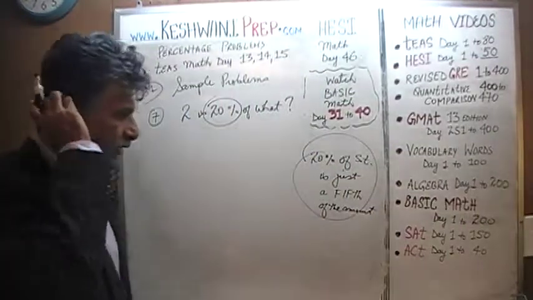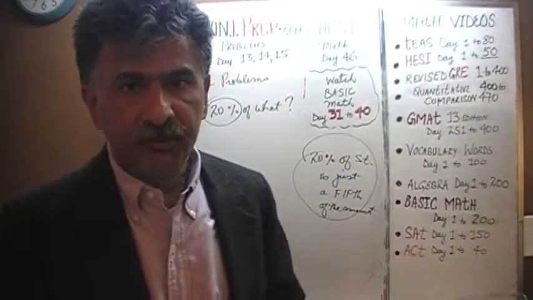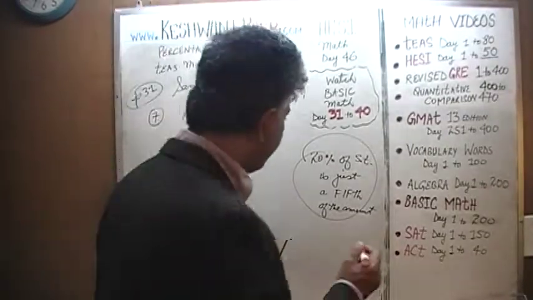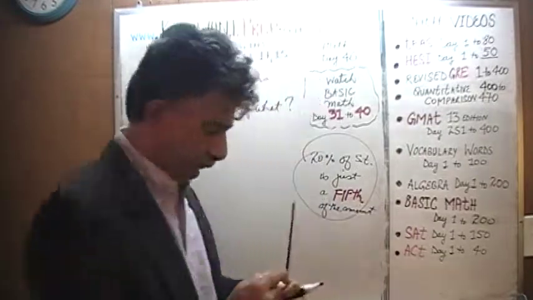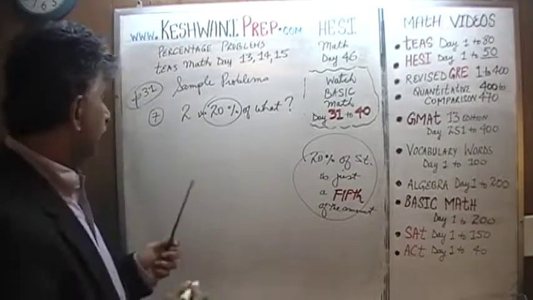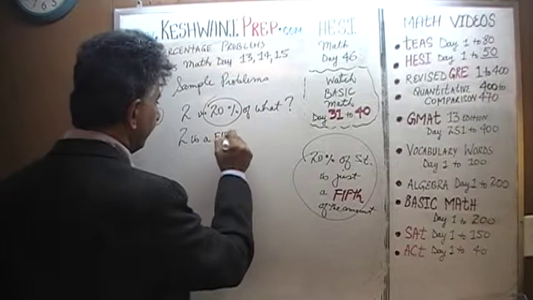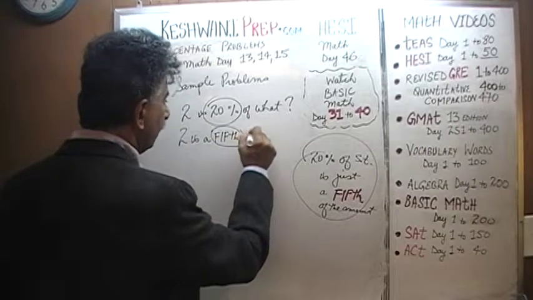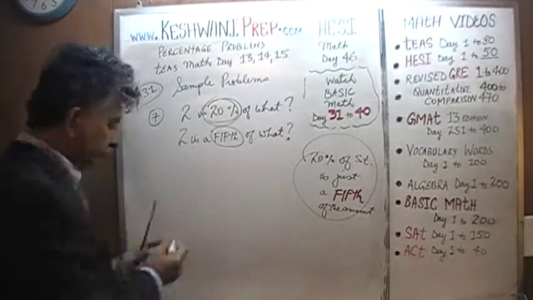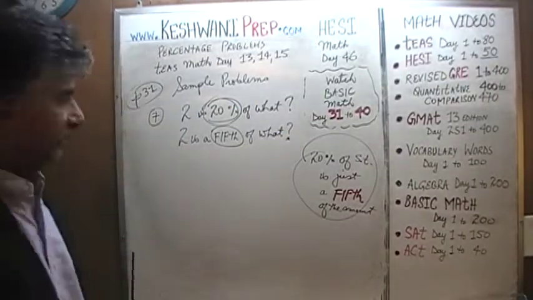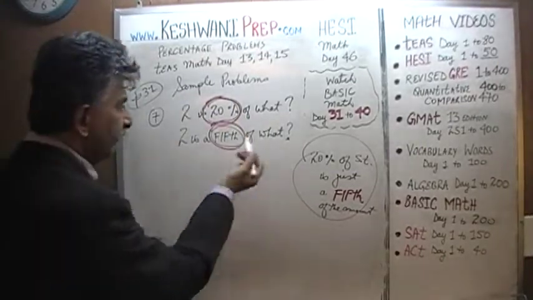If somebody asks us what is 20% of something, what they're asking us essentially is, how much is the fifth of it? Well, can you tell me, 2 is a fifth of what? That's what they're asking here. When they say 20%, that's the same as asking a fifth. 20% is the fifth. 2 is a fifth of what?